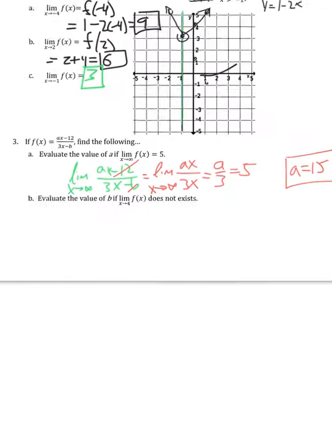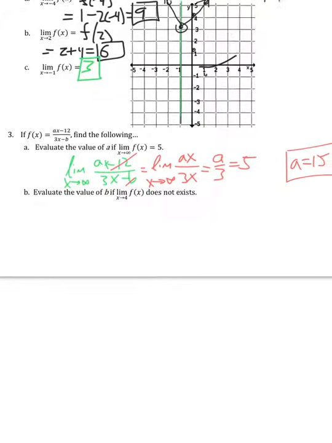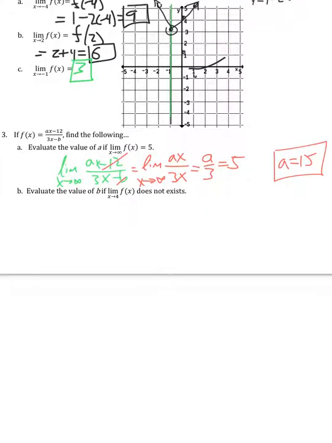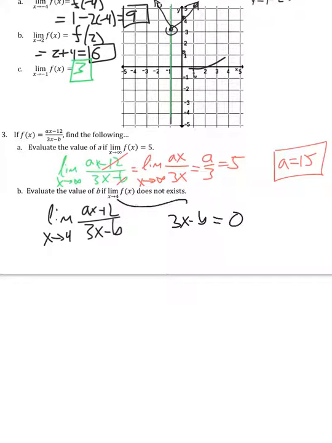All right. That's the idea there. What about this? We want the limit as x goes to 4 to not exist. So we take the limit as x goes to 4 of ax minus 12 over 3x minus b. We want the bottom to be 0 when x is 4, because that would mean that it doesn't exist, all right? So basically we just want 3x minus b to be equal to 0 when x is 4.